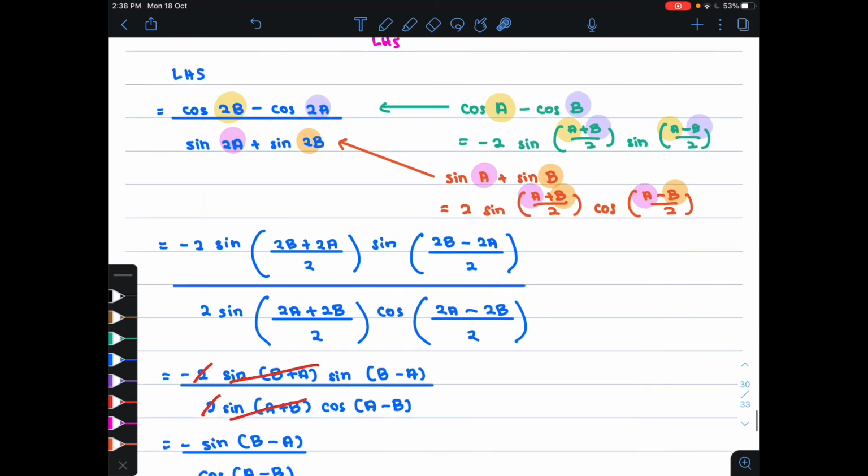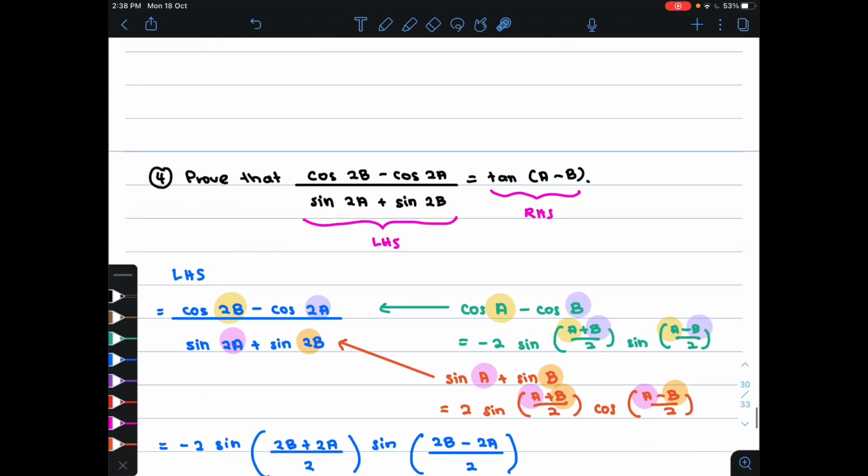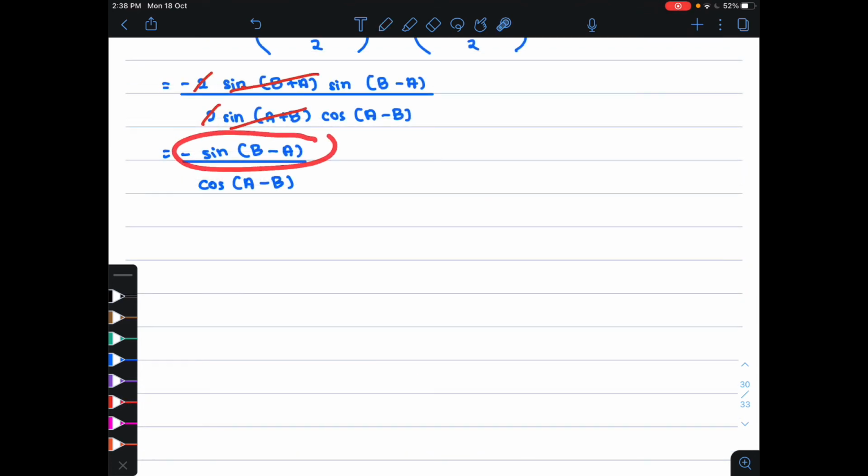Now, let's compare with the final answer that we should get, which is tan A minus B. We can see that the final answer should only have A minus B. But in the numerator, we have B minus A, which is not what we want. So we need to change this to become A minus B. Let's recall the negative angle, where sine negative alpha is negative sine alpha.